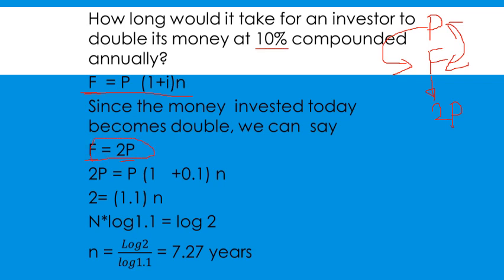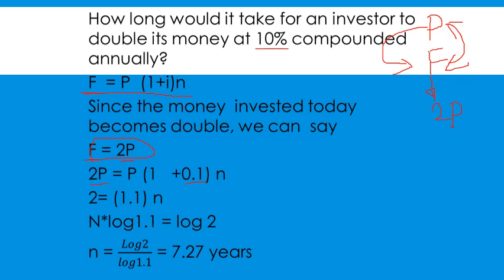Now instead of F, I will write 2P, that is equal to P into (1 plus i). i is 10%. Please remember, don't substitute the value in percentage here. You should always substitute it in decimal form. So 10% is nothing but 0.1, to the power of n. P and P get cancelled. 2 is equal to 1.1 to the power of n.